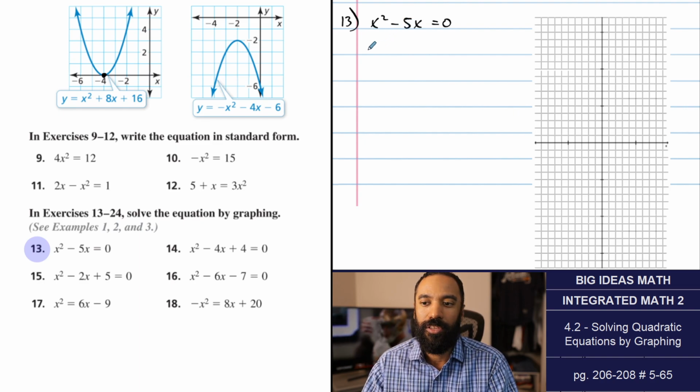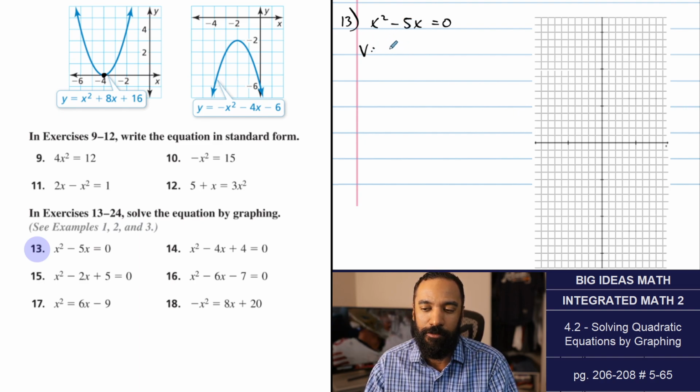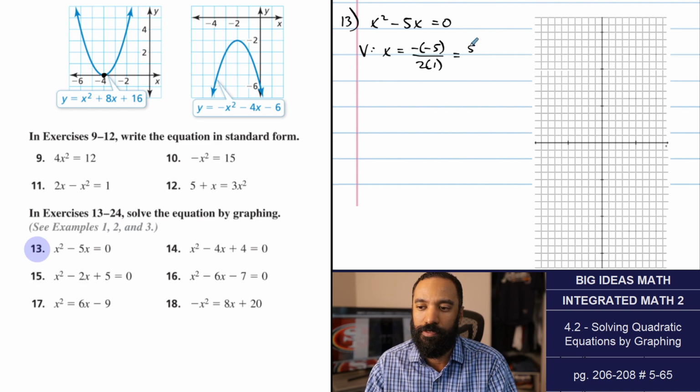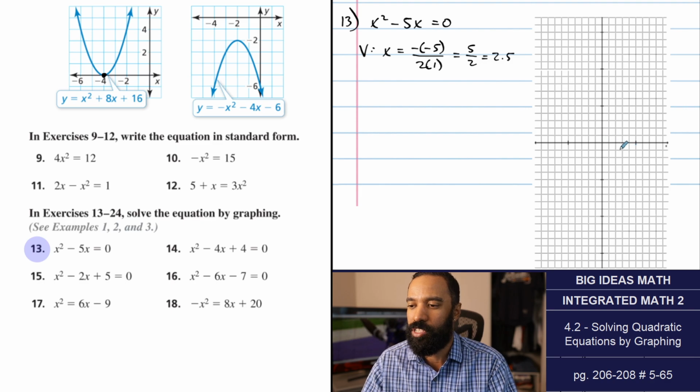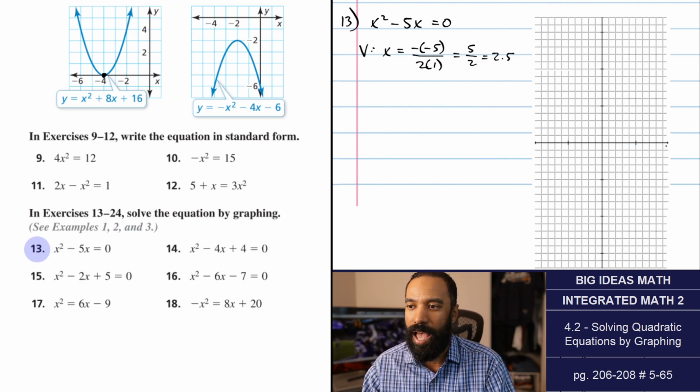I want my graph to confirm that I get those intercepts, so maybe we have to use standard form as it is. That means let's find the vertex by using negative b over 2a for the axis of symmetry, negative b over 2a, which is 5 over 2, which is 2.5. So there is an axis of symmetry at x equals 2.5. We start right off the bat with one of these.